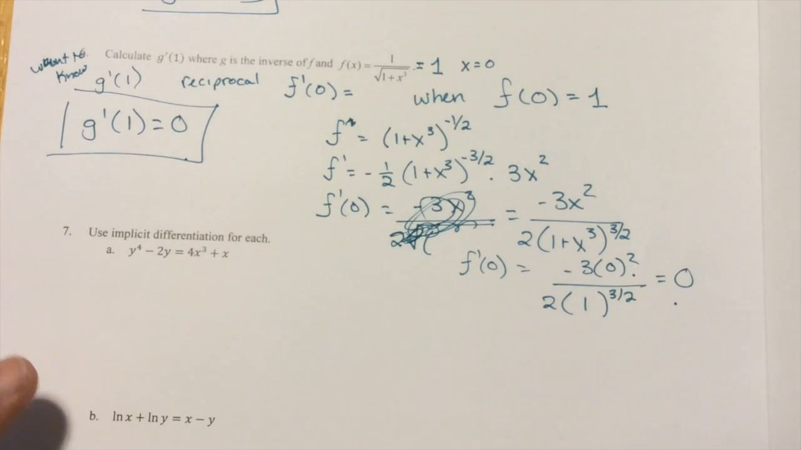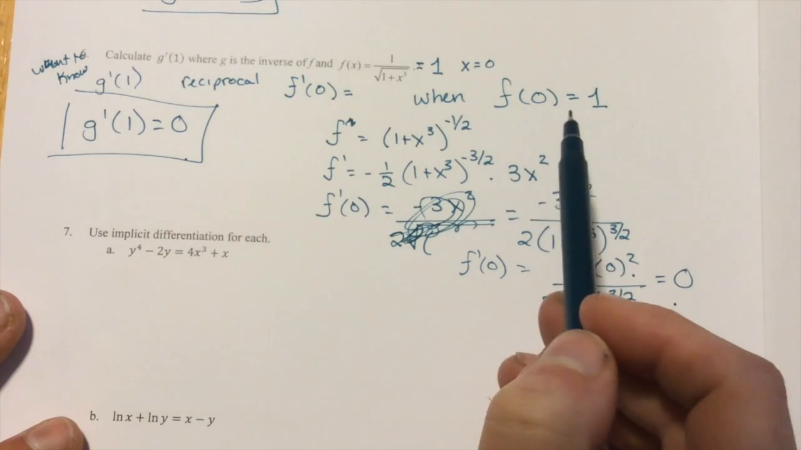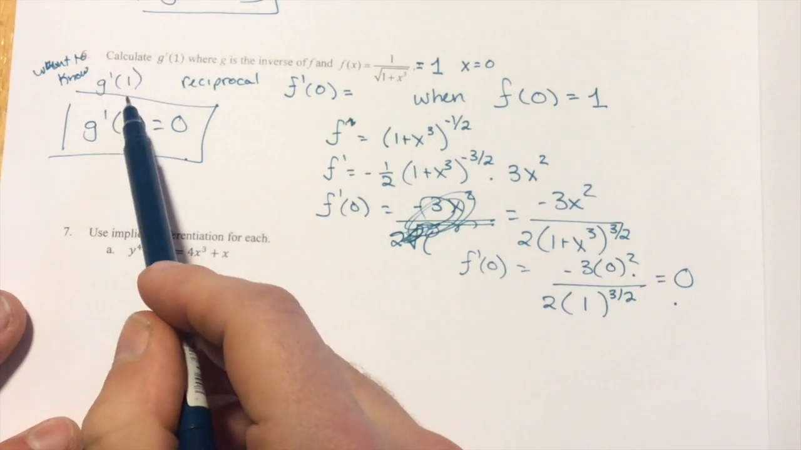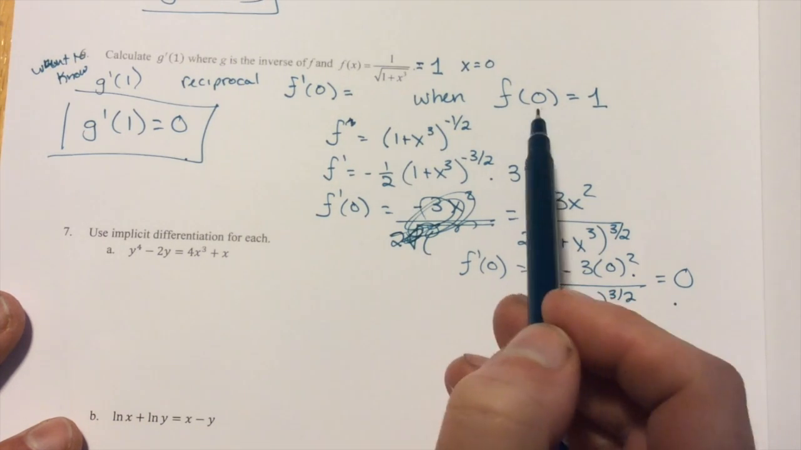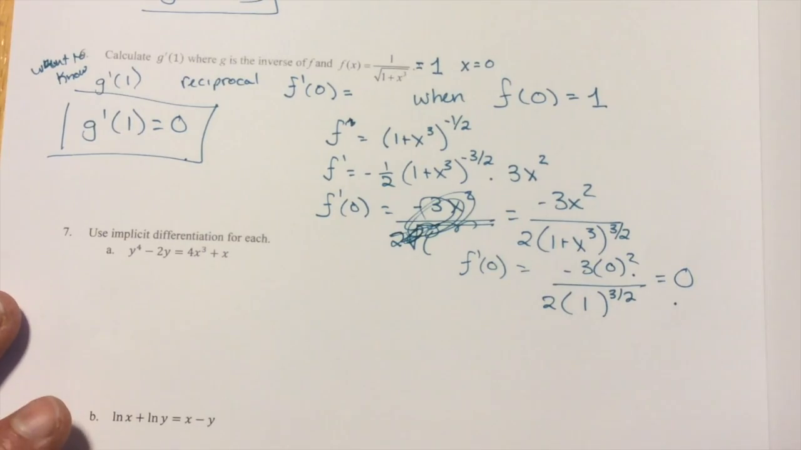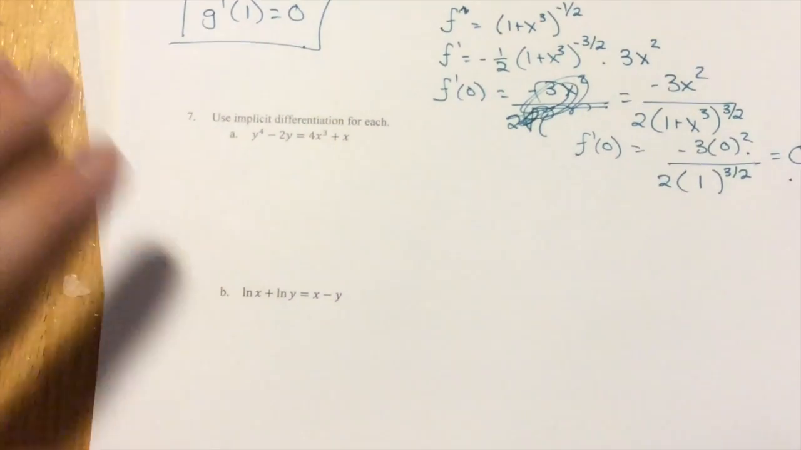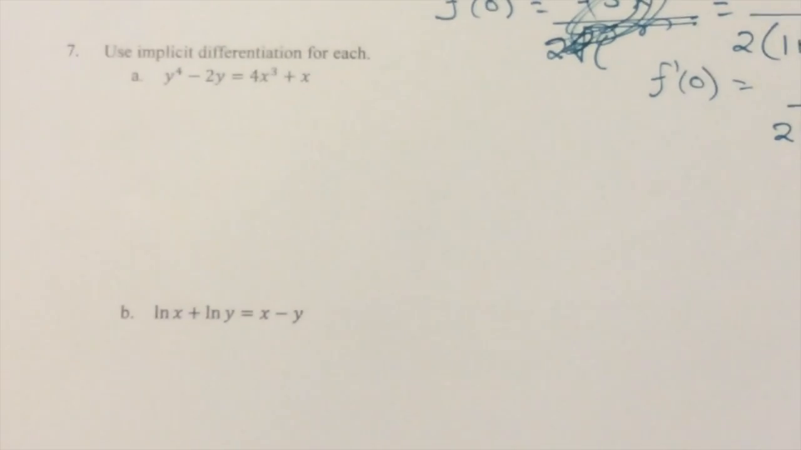I know it's a lot of steps, but as long as you can get this set up, set your function equal to this value, find when that's 0. Okay, so in this case it was 0. Now I take the derivative and plug that number in. Take the reciprocal. Last couple problems. Use implicit differentiation.